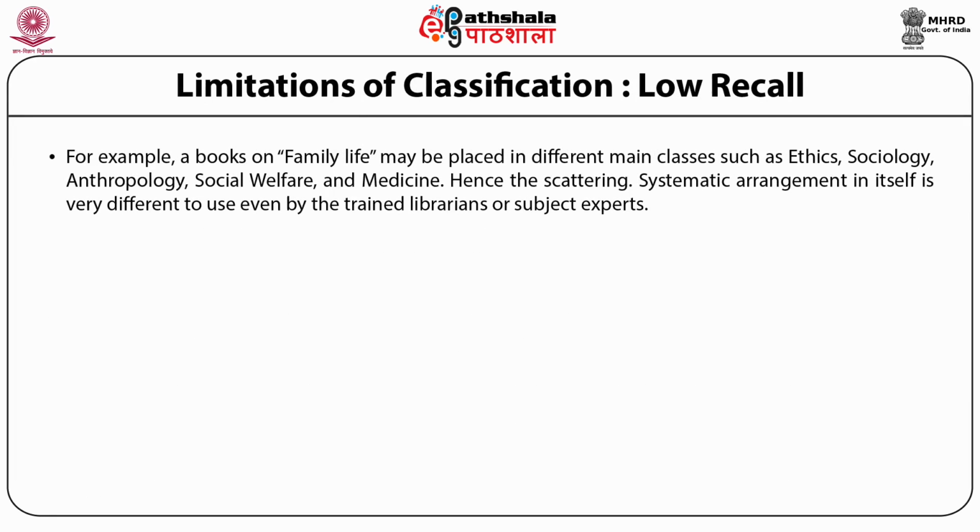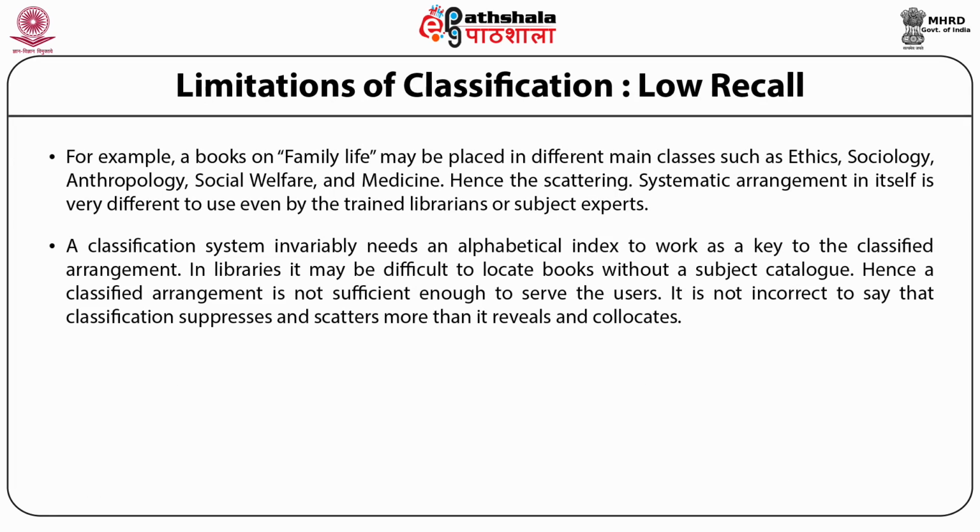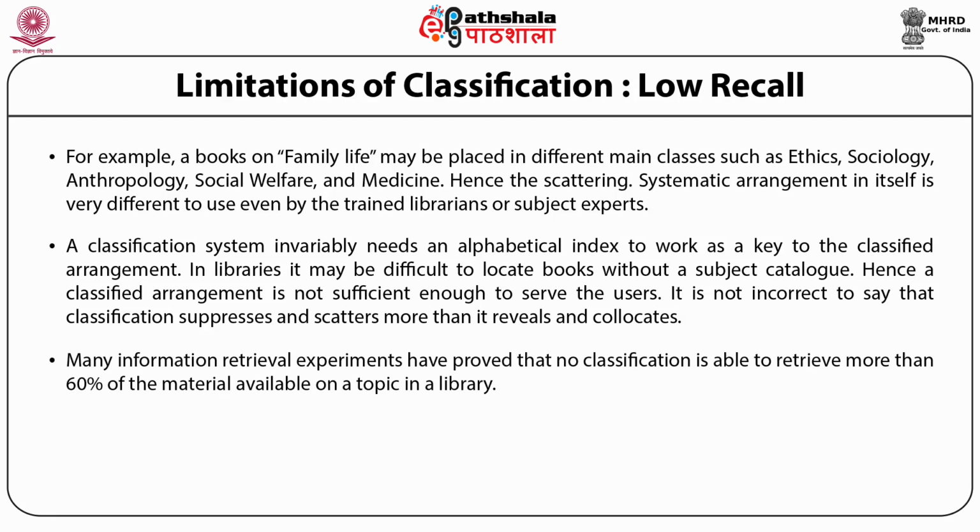Another limitation of classification is that classification systems are not independent. They invariably need the alphabetical index to work as a key to the classified arrangement. In libraries, it may be difficult to locate books without a subject catalog. Hence, a classified arrangement is not sufficient to serve the users. It's not incorrect to say that classification suppresses and scatters more than it reveals and collocates. Many information retrieval experiments have proved that no classification is able to retrieve more than 60% of the material available on a topic in a given library.